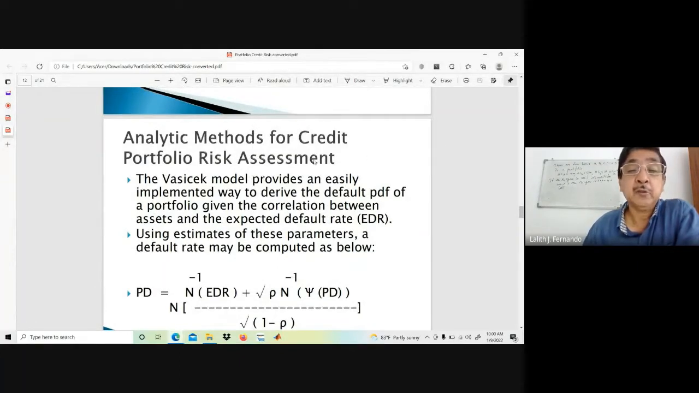Now, we can go into another analytical method in a credit portfolio risk assessment. And there's a model called Vasicek Model. And this model provides an easily implemented way to derive the default PDF of a portfolio given the correlation between assets and the expected default rate. Now, expected default rate in the sense that is the individual loans default rate, but we are trying to get the portfolio default. Now you can just look at this formula.